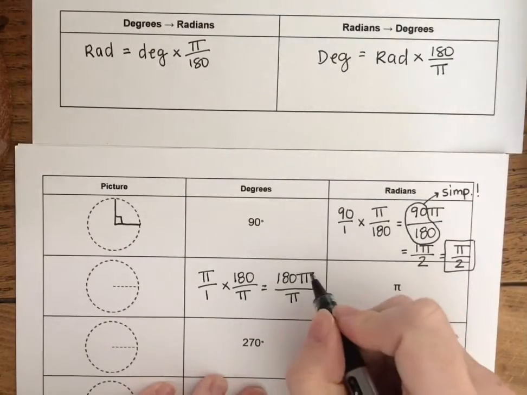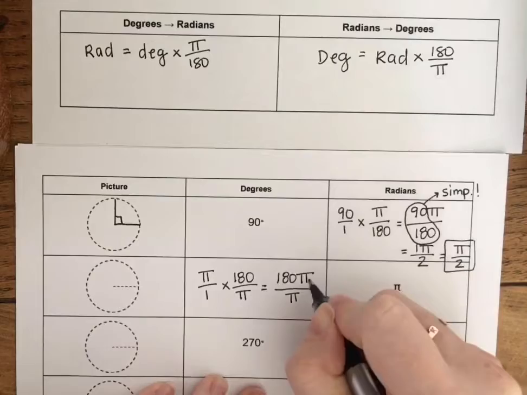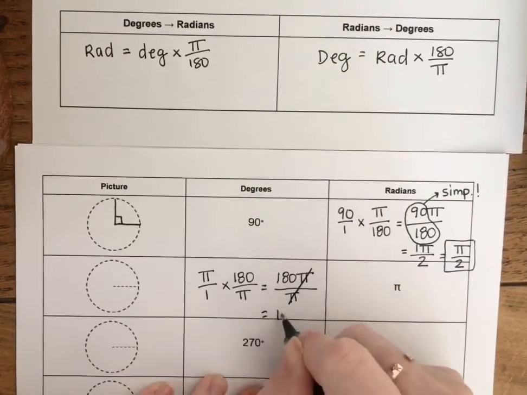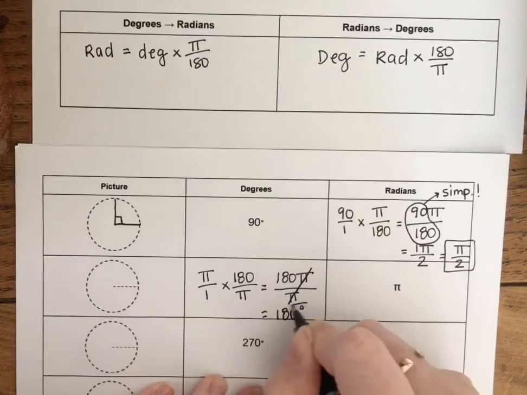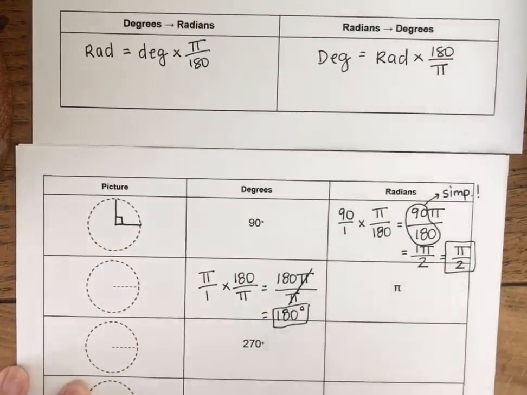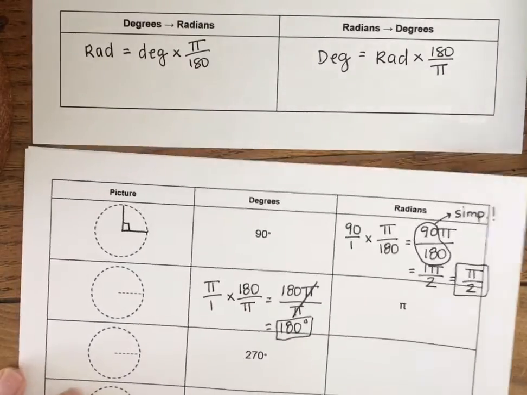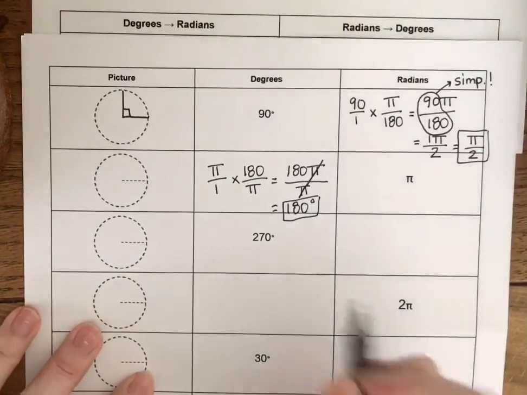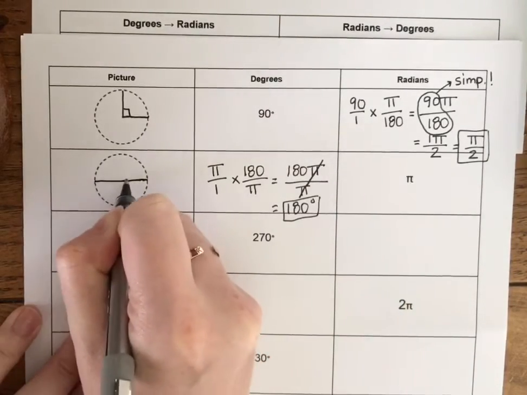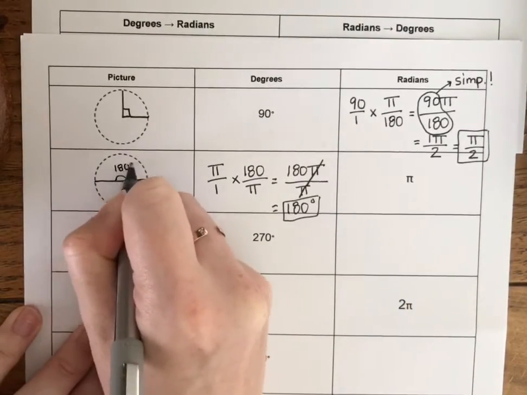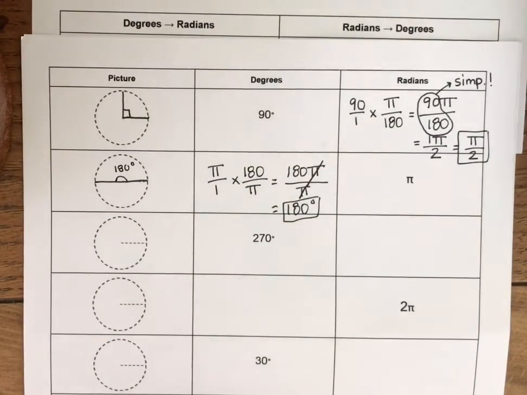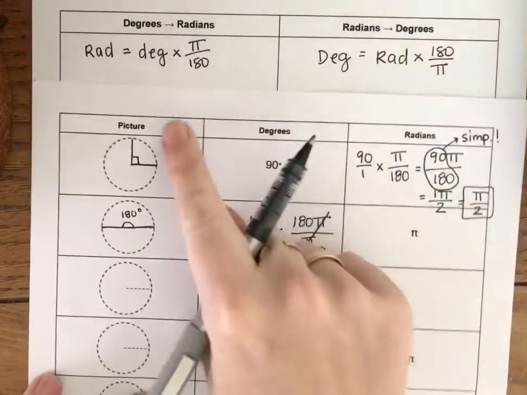All right, so if I have pi in the numerator and in the denominator, those are going to end up canceling each other out, and all I'll be left with is 180 degrees. Okay, we did talk about this on the front, that pi and 180 are equal. So if I have pi radians, that's equal to 180 degrees, which is halfway around my circle. All right, so I'm just going to continue on using those same 2 equations.